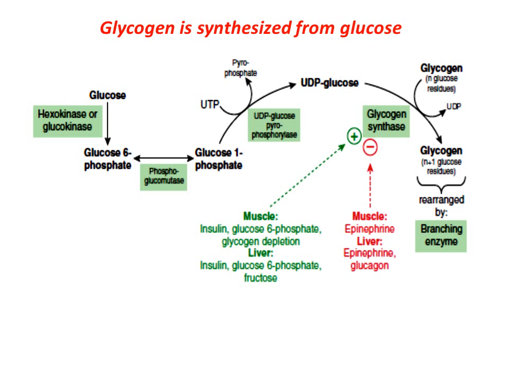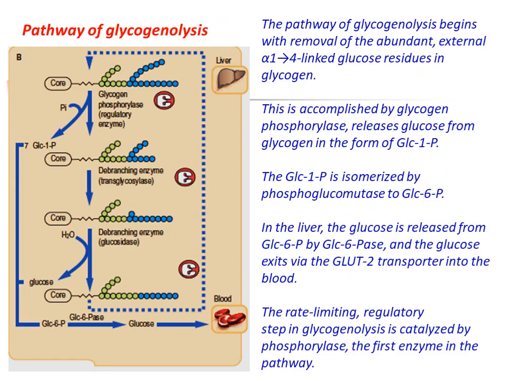glycogen synthase is activated by insulin, glucose 6-phosphate, and glycogen depletion. In liver, it is activated by insulin, glucose 6-phosphate, and fructose. In muscle, glycogen synthase is inhibited by epinephrine. In liver, it is inhibited by epinephrine and glucagon.